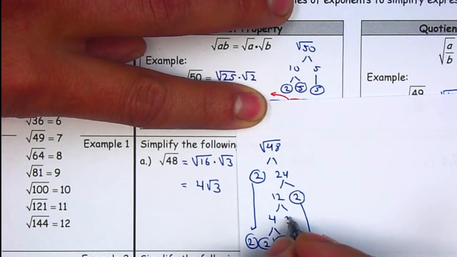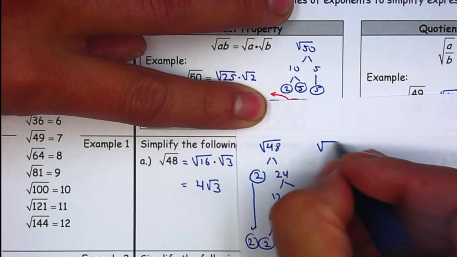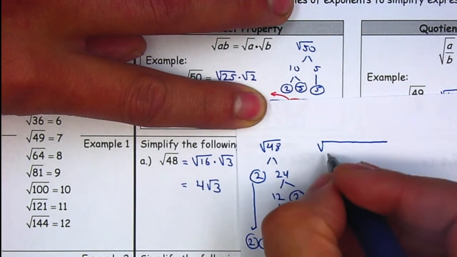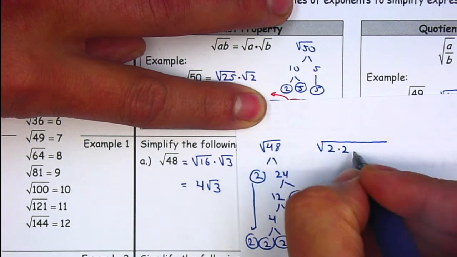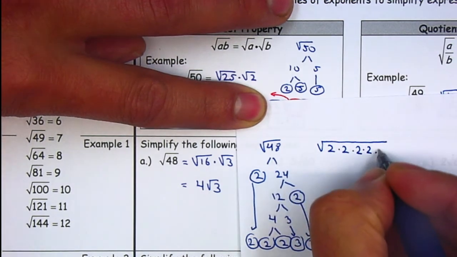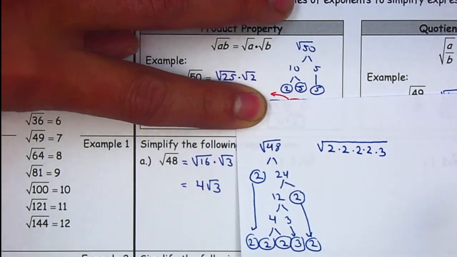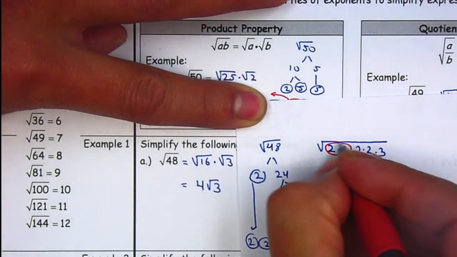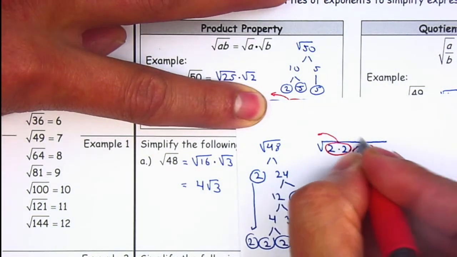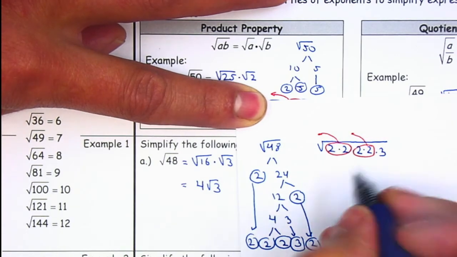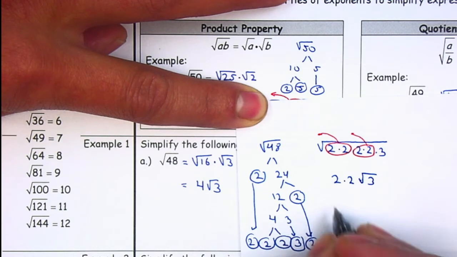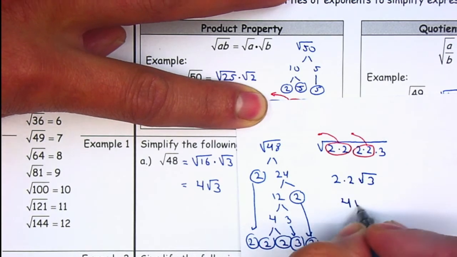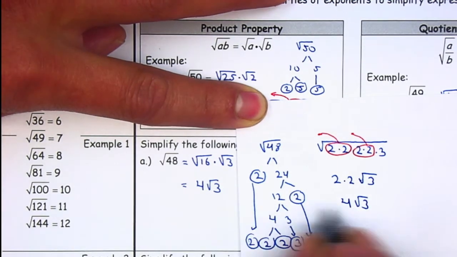So all the prime numbers will be written inside the square root. I'm going to place them in order, so 1, 2, 3, 4 2's. And then I have 1 3. I'm going to take out my pairs. If you notice, I have a pair of 2's here, a pair of 2's here. So 2 of those 2's come out, and I have a 3 inside. So 2 times 2 will be 4, square root of 3. Notice I get exactly the same answer.